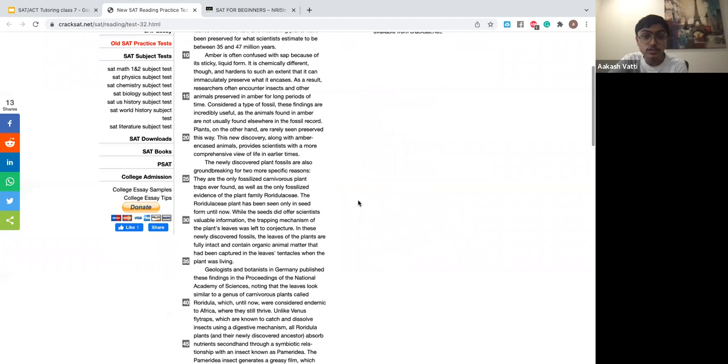The newly discovered plant fossils are also groundbreaking for two more specific reasons. They're the only fossilized carnivorous plant traps ever found, as well as the only fossilized evidence of the plant family Roridulaceae. Okay, I don't know how to say that word, and I'm not going to try. The something plant has only been seen in seed form until now. While the seeds did offer scientists valuable information, the trapping mechanism of the plant's leaves was left to conjecture. In these newly discovered fossils, the leaves of the plants are fully intact and contain organic animal matter that has been captured in these leaves' tentacles when the plant was living.